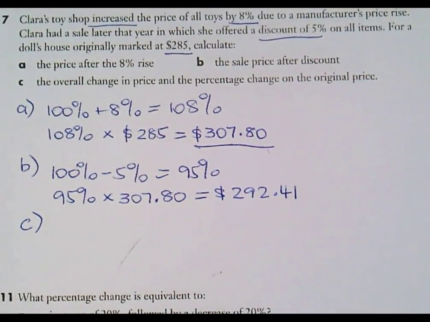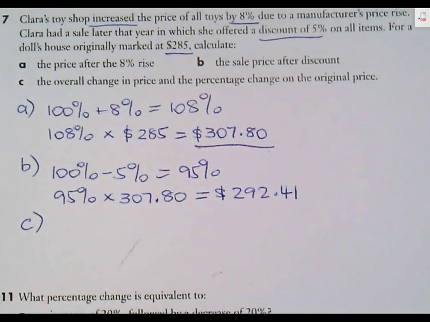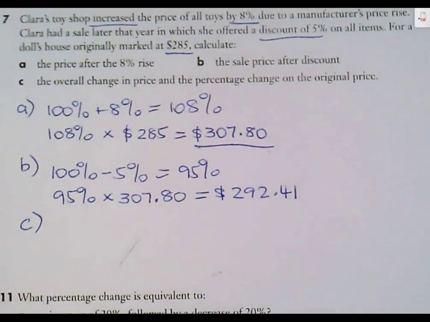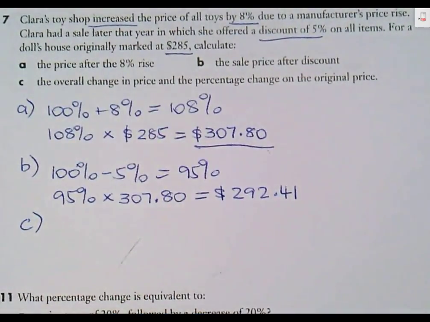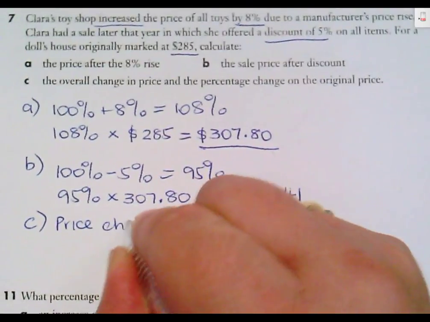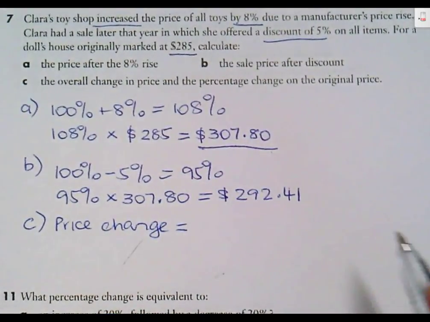We might think that an increase of 8% followed by a decrease of 5% is an overall increase of 3%, but it's not. It'll be very close to 3%, but it won't be exactly 3%. We're actually going to work out the overall price change and the percentage change. So let's look at the overall price change. What was the final price?